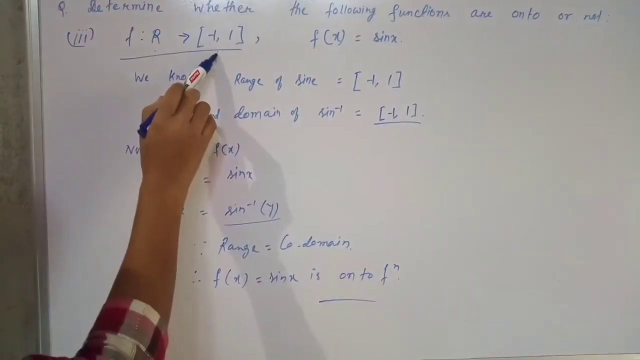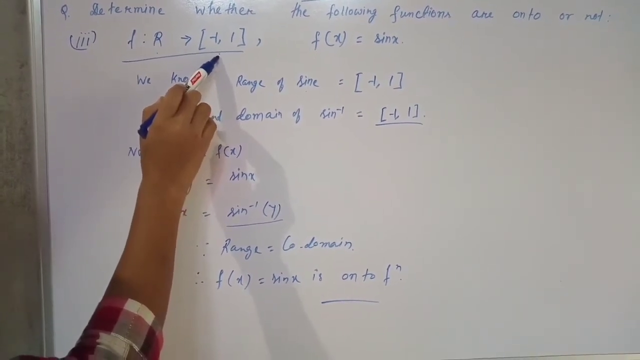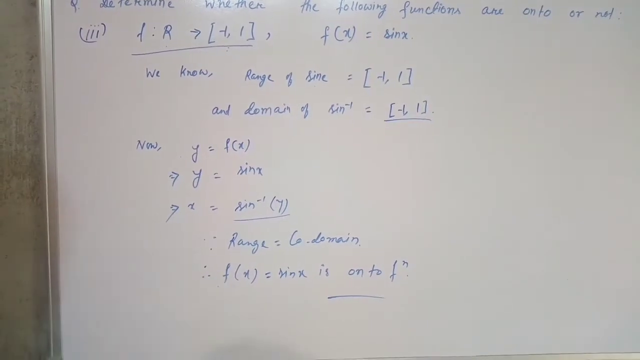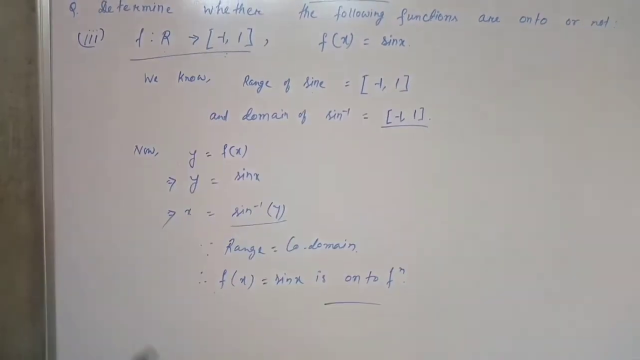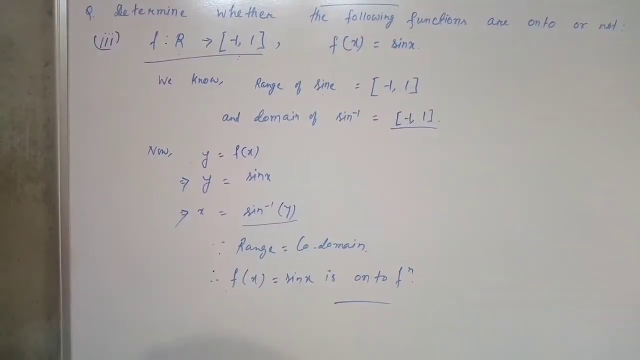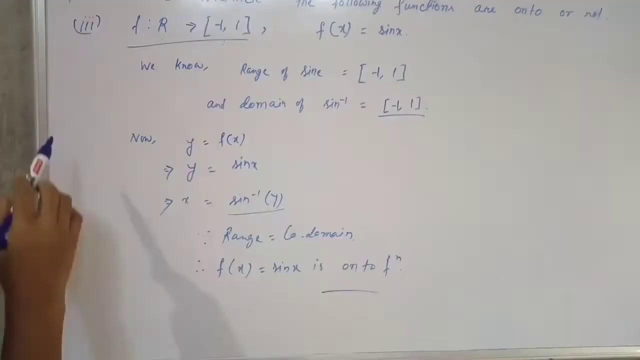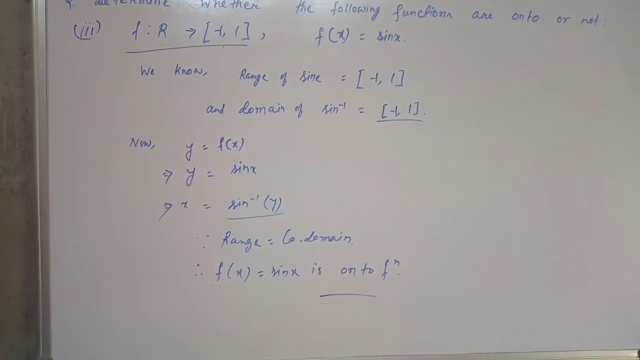Also in the question, the codomain is the closed interval minus 1 to 1. Since range and codomain are equal, therefore this function is onto. Hence we are done. To check whether the functions are onto or not, we have only 3 questions, 1, 2 and 3. So we are done here.